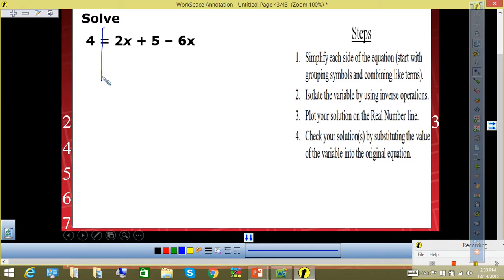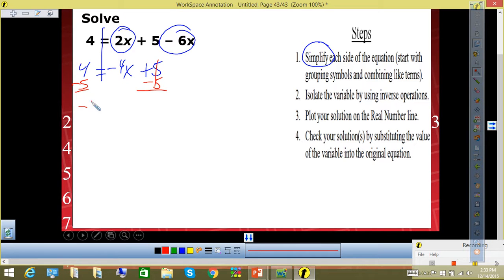Line down the equal sign. Step 1 is to simplify. Can I simplify this side? Yes, 2x minus 4x, that's negative 4x. Minus 6x. Bring down the plus 5 equals 4. From there, minus 5, minus 5, we're left with negative 1 equals negative 4x. And our last step, divide by negative 4. 1/4 equals x, or 0.25 equals x. Hands up if you got that.